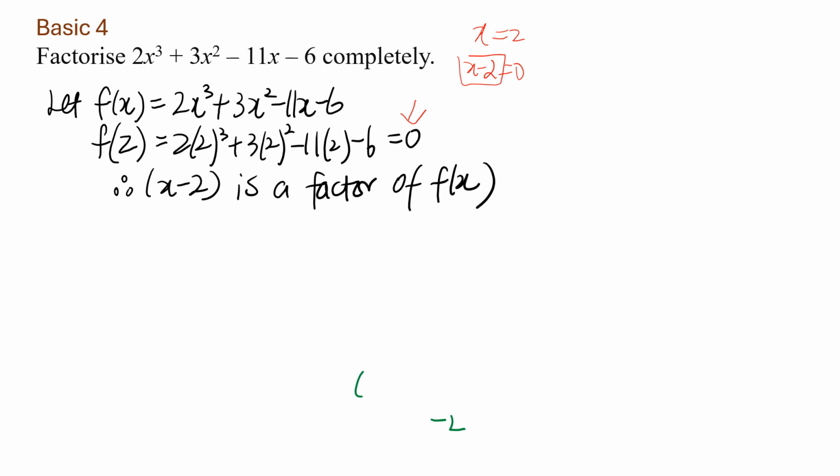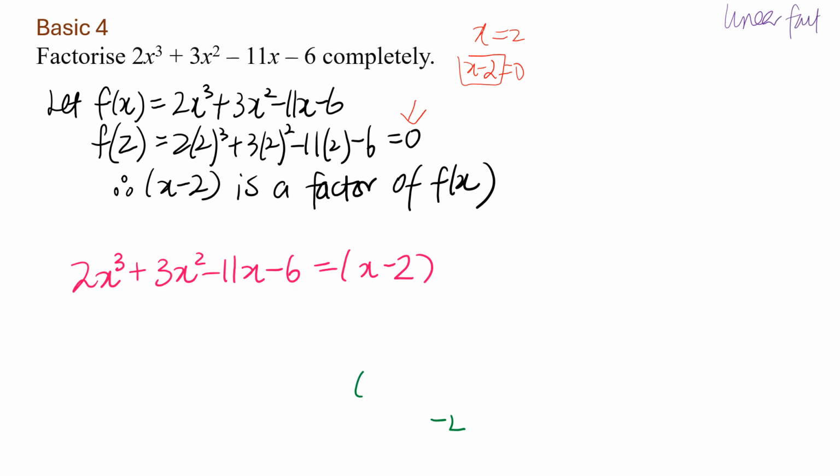Right, so earlier on, we know that a cubic polynomial can be factorized into a linear factor and a quadratic factor. So x minus 2 is the linear factor, so therefore f(x) can be written as x minus 2 times the quadratic factor. So the quadratic factor will be in the form ax squared plus bx plus c. Okay, linear factor will be in the form ax plus b, but quadratic will be in the form ax squared plus bx plus c.